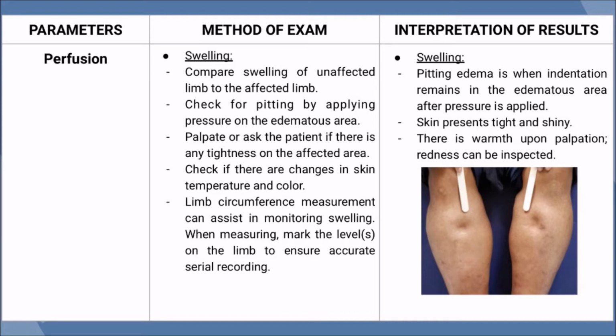Palpate or ask the patient if there is any tightness on the affected area, as skin may present tight and shiny. Check if there are changes in skin temperature and color. So when there is swelling, there is warmth upon palpation, and redness can also be inspected. Limb circumference measurement can also assist in monitoring swelling. When measuring, mark the level or levels on the limb to ensure accurate serial recording.